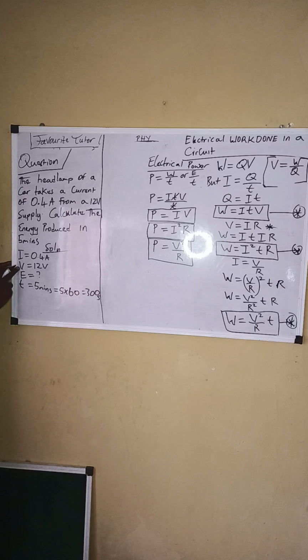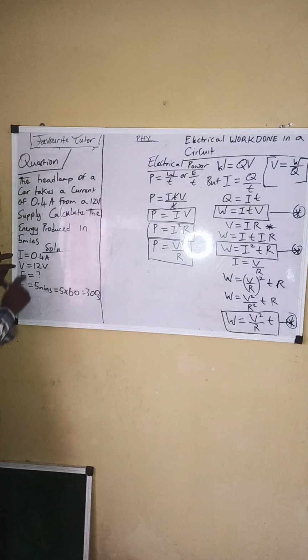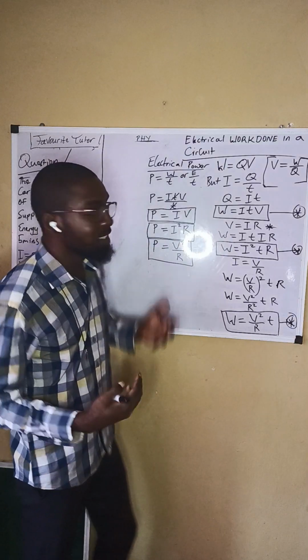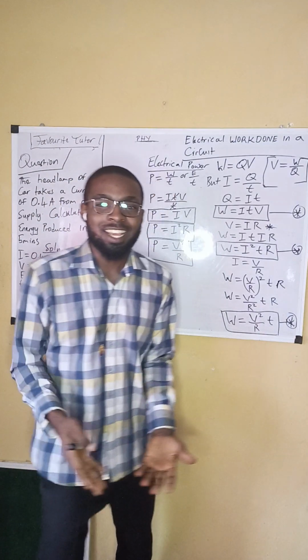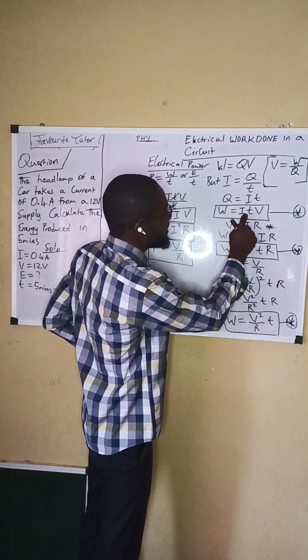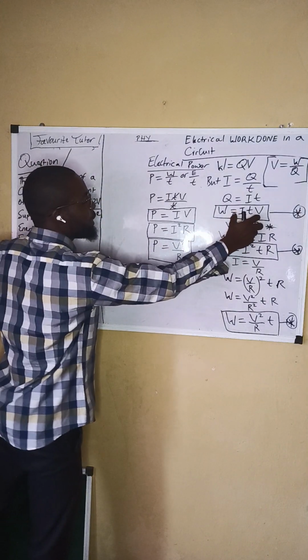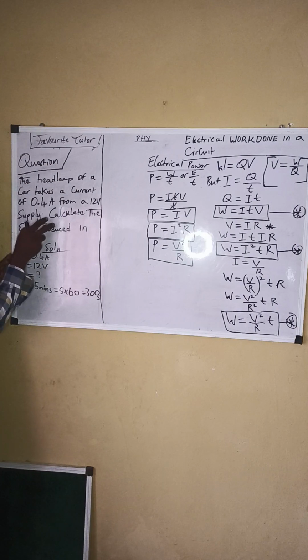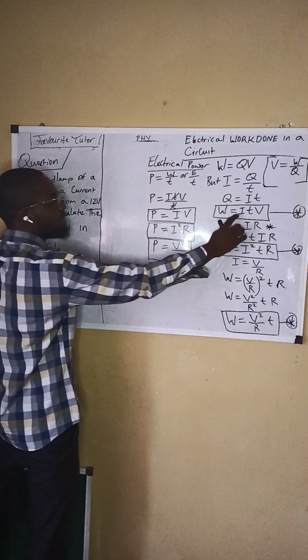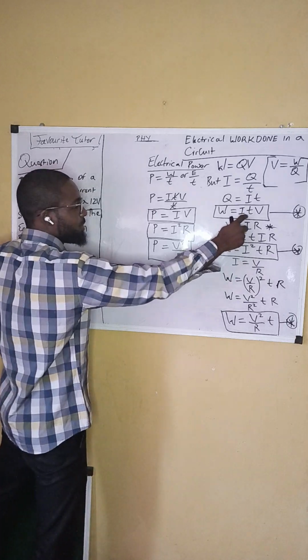We have I, we have V, we have T. We are looking for energy produced. Now, energy is the same thing as the work done produced in the circuit. So which one do I have? I, V, T. We use the first equation, because if you check, this equation suits this word question. We have I, V, T, and we are looking for the energy produced, same as the work done in the circuit. So we use this one.